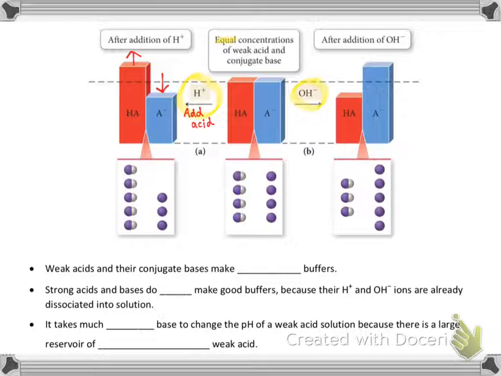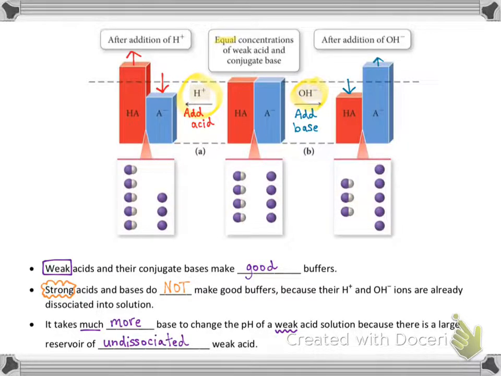If you add hydroxide, you're of course adding a base. Well, this time the weak acid is going to neutralize it, so its concentration goes down. But as it gets neutralized, it's going to be producing more of the conjugate base. It's important to recognize that weak acids and their conjugate bases make good buffers, but strong acids and bases do not. This is because, by definition, for a strong acid and base, all of their H+ and hydroxide is already dissociated into solution. It actually takes much more base to change the pH of a weak acid because you have a large reservoir of undissociated weak acid waiting around that could neutralize the base.